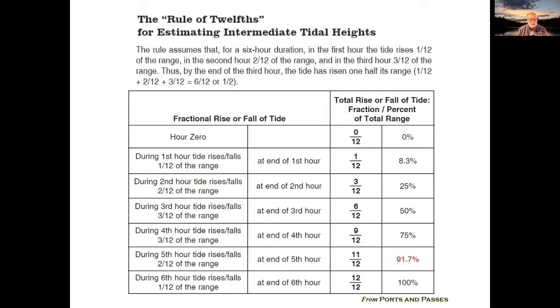In the fourth hour, the tide rises or falls by 3/12 of the range. In the fifth hour, 2/12, and during the sixth hour, 1/12 of the range. We simply take these percentages and multiply by the difference between high and low water, and we can get an approximate tidal height for those hours. Now, this is assuming that the tide takes place over 6 hours. If it's a 5-hour tide or a 7-hour tide, we will have to modify our results accordingly.